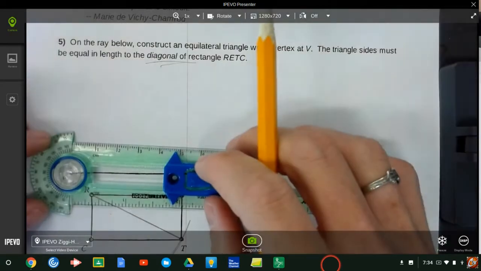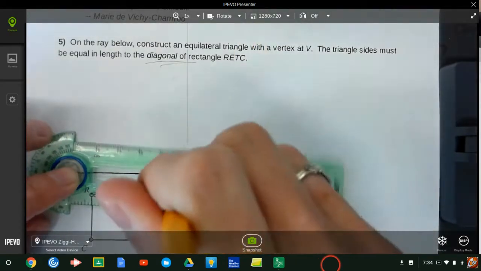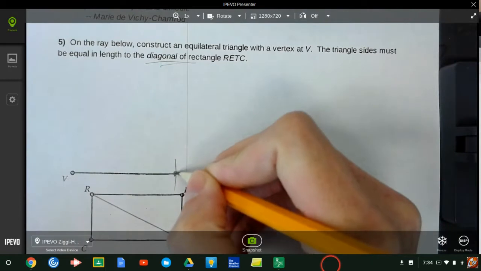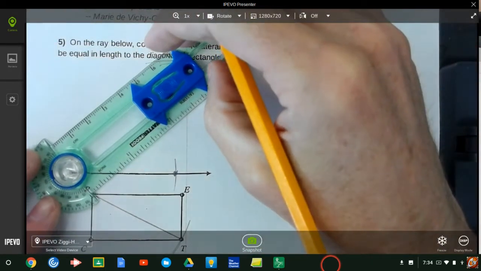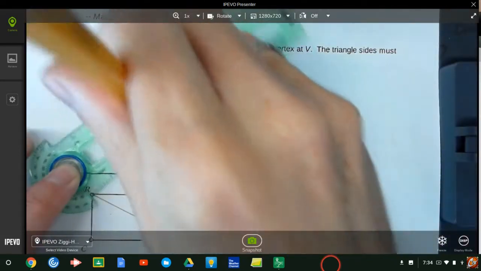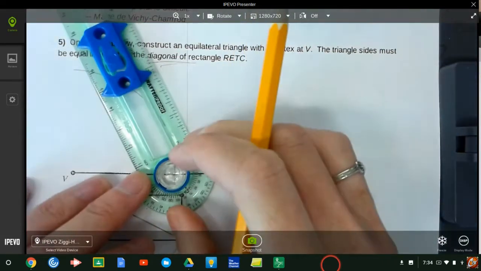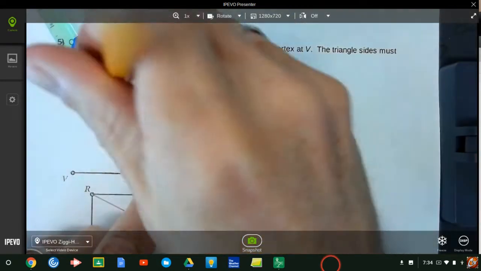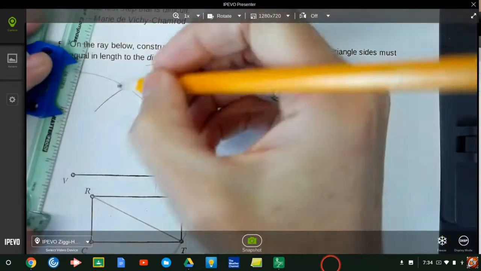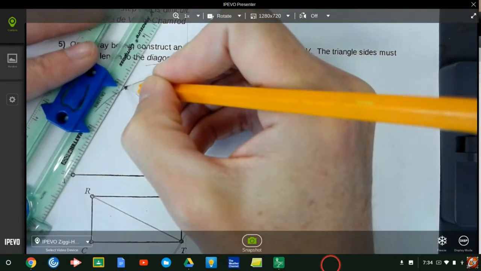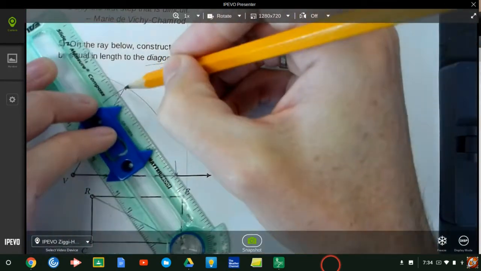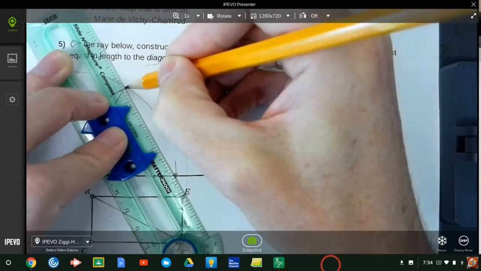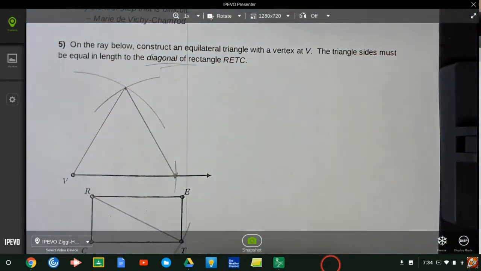So I first need to find out how long the base is. It's equilateral, so it's going to be the same thing. And now, just like our isosceles we just did, from each endpoint, I need a curve. One there, over this side, one there. Here's my intersection. Connect the dots. There we go. There's my triangle.